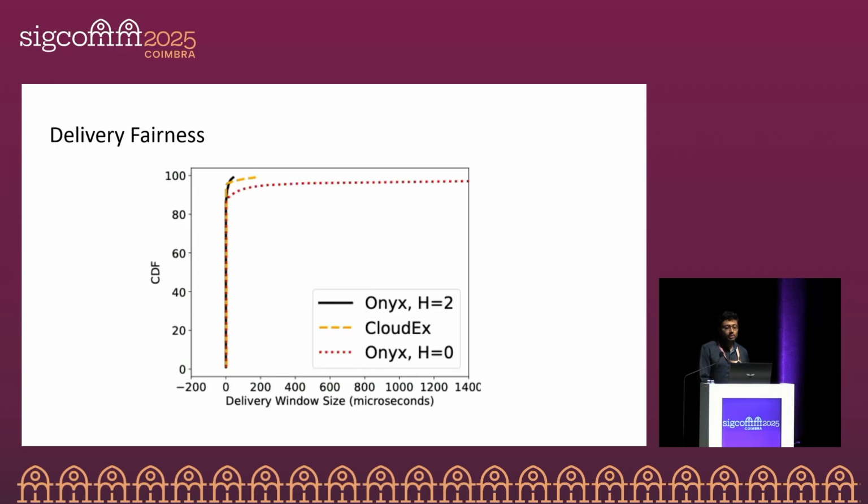In terms of fairness of delivery, H here represents the hedging factors. For different hedging factors, the more you hedge, the fairer the delivery becomes. So we can see that Onyx is able to do much better with hedging, and even though CloudX is able to give you really good delivery fairness, its latency is not as good.